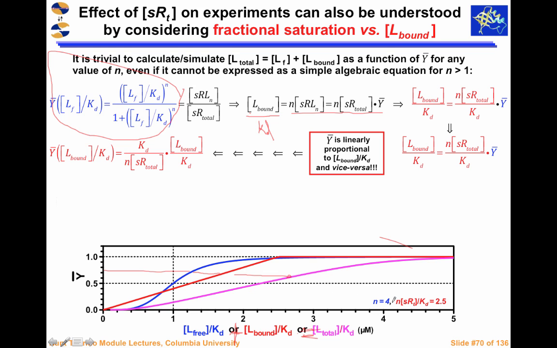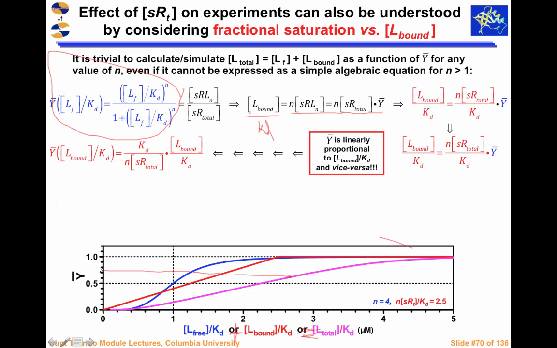In this case, I've plotted an actual fractional saturation curve for n equal 4 and NSRT over KD equal 2.5. In the previous slide, we were considering how the relative value of NSRT over KD determines the regime of the binding experiment. In this binding experiment, NSRT is greater than KD, although not by a lot, by a little. And so the total ligand binding curve is significantly shifted from the free ligand binding curve. An interesting point here is that this shift always involves this linear relationship, right? The shift is always linear in y bar. What could be simpler than a straight line? It's always linear in y bar.